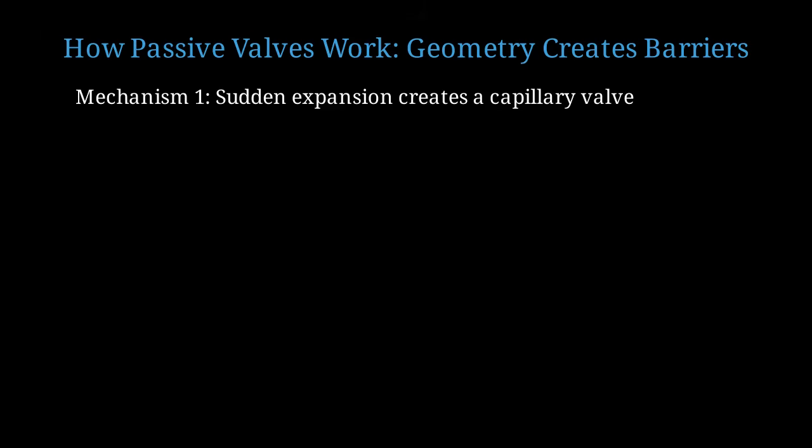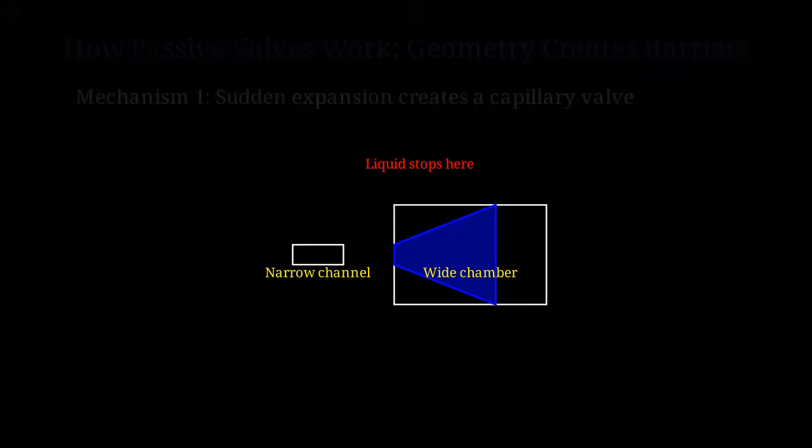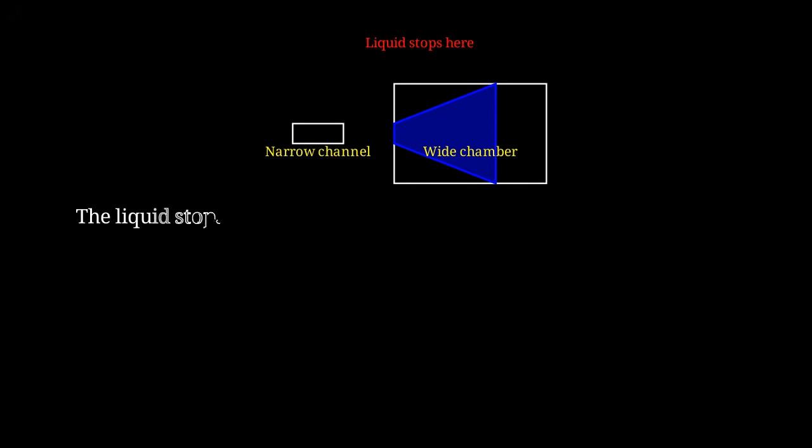When a narrow channel suddenly opens into a wide chamber, the capillary pressure drops dramatically. The liquid flows easily through the narrow channel due to high capillary pressure. But when it reaches the expansion, the effective radius increases dramatically, and the capillary pressure drops below what's needed to overcome the surface tension at the new, wider interface. The liquid stops right at the expansion. It forms a meniscus there and won't advance further on its own.